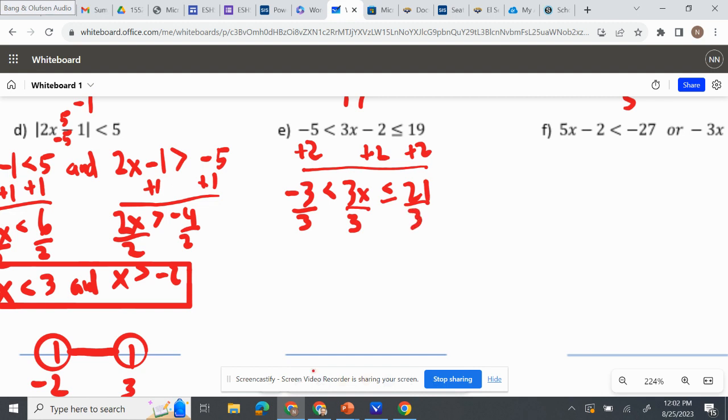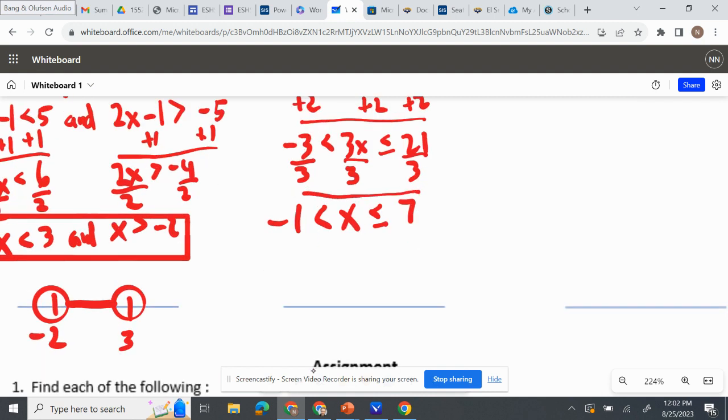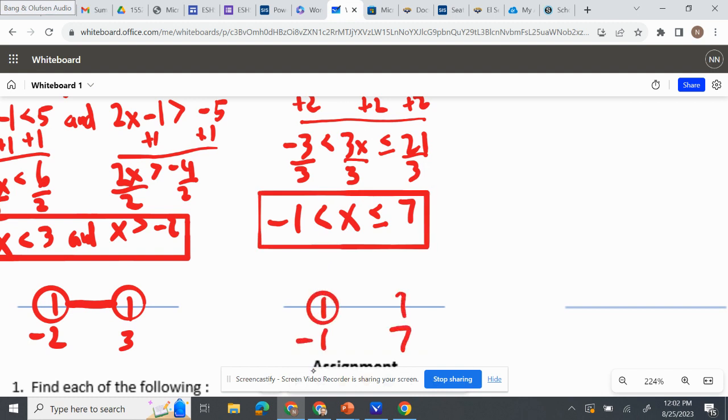And then when I do that, my x is in the middle. I have -1. I have 7. That is my answer. And then when I graph it, I have -1 open circle. I have 7 closed circle. And since it's an and statement, my line is in the middle.